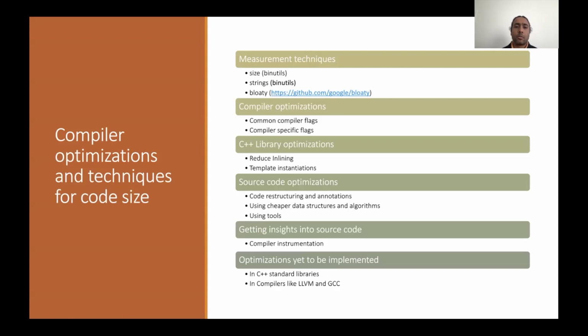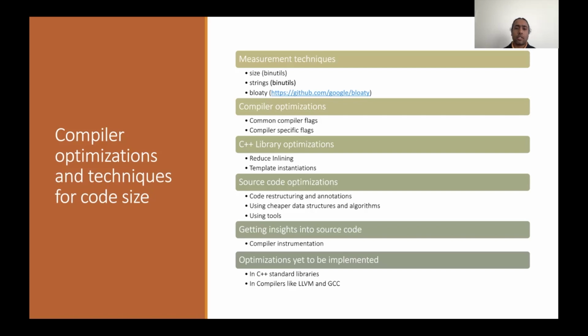Before digging into code size optimization techniques, I would first like to talk about how to measure those optimizations. With any optimization, it is crucial to know what we are doing and what is the impact. So there are popular, well-known tools like size, strings, and bloaty that can be used to estimate code size. This can also be deployed in continuous integration, so that when developers contribute code, we can see the code size impact of each patch.